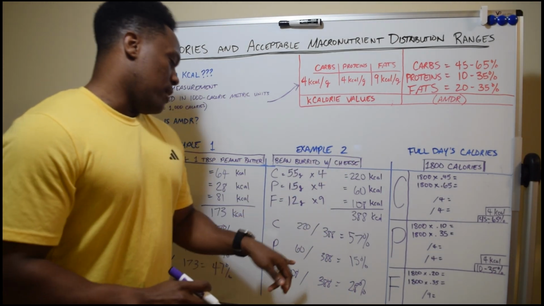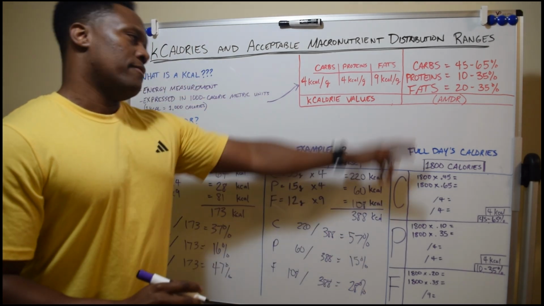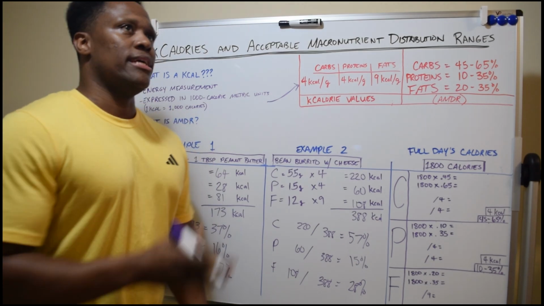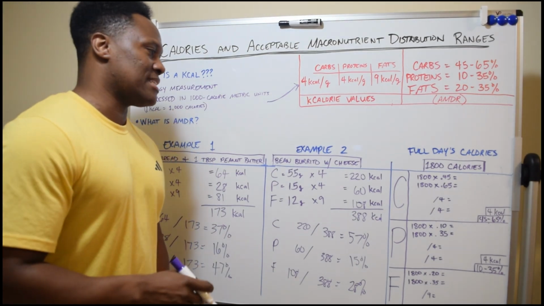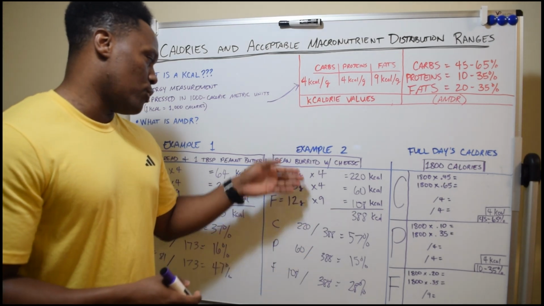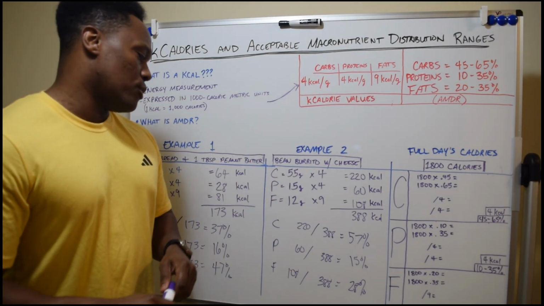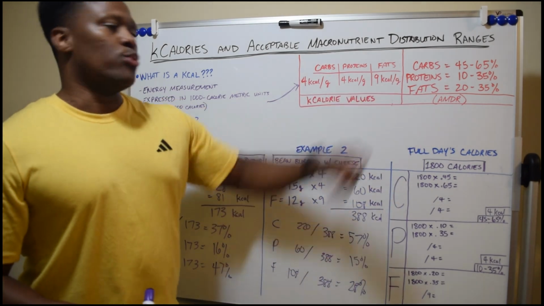Alright, now you look at the proteins, we're at 15%. Protein should be anywhere between 10 to 35%, right? That's how much energy should come from your total calories, or calories from said meals leading into your total calories. So 15% so far, we're doing good.